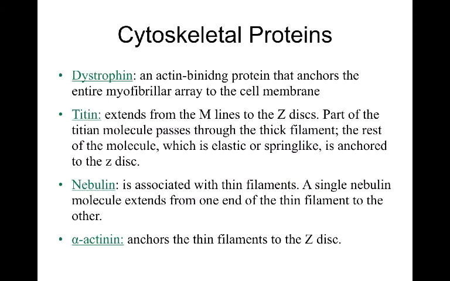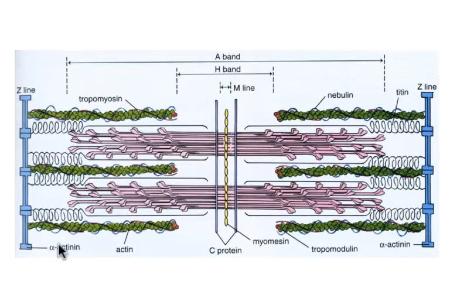And the last protein that I want you to know is called alpha-actinin. Alpha-actinin also is going to anchor the thin filament to the Z-disc. In this picture, you can see alpha-actinin. Although it's not a perfect picture, this line is supposed to be alpha-actinin that attaches to thin filaments.